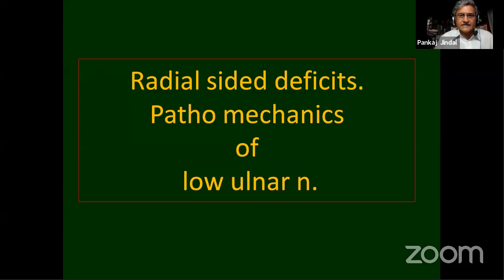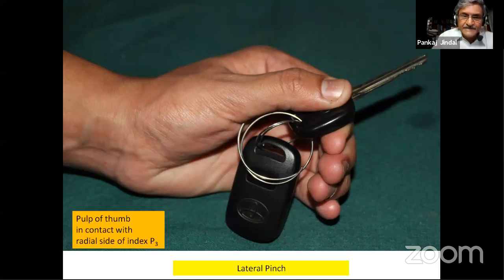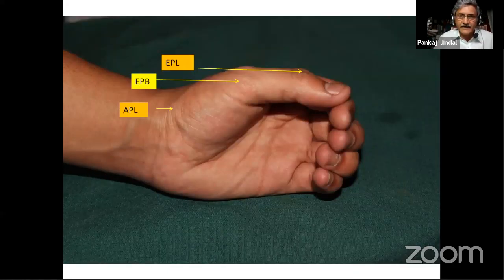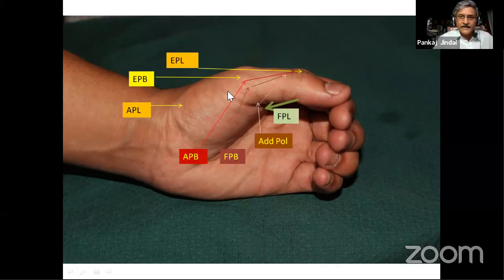So let's see what's happening on the radial side here. And this is pinching action. The pulp of the thumb comes in contact with the radial side of the index finger, leading to a pinch here. Now see what's happening here. This is important because you have to understand the next 3 slides, because we'll come to why Froment sign comes. Extensor pollicis longus is acting on the IP joint of the thumb. Extensor pollicis brevis is working on the MP joint, and abductor pollicis longus is working at the base at the CMC joint here. Whereas on the radial side of the MP joint, abductor pollicis brevis is coming, flexor pollicis brevis is coming, and on the ulnar side, adductor pollicis is coming.